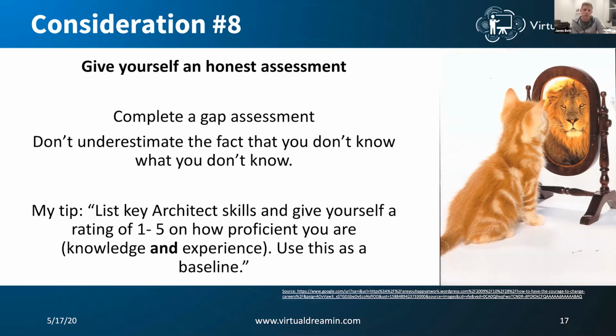Again, in order to do a gap assessment for yourself, list the key architect skills and give yourself a rating of 1 to 5, right? And when you give yourself that rating, take into consideration knowledge and experience. That can form a pretty good baseline. You might have a few areas where you go 5, 5, 5, 5. And then I would go to somebody and say, hey, look, I think I'm pretty good at this, right? Can you ask me a few questions? And then see how you go with that, right? If it's a 1, that's probably a pretty clear study plan candidate.